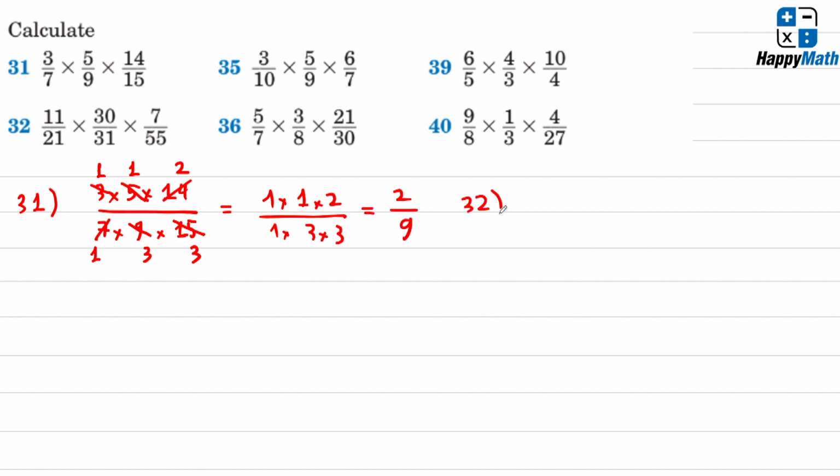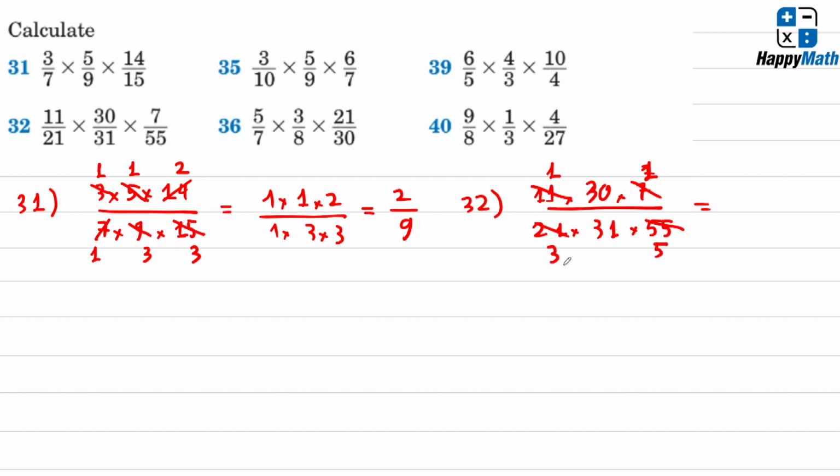32, you got 11 times 30 times 7 over 21 times 31 times 55. And now how can you simplify all of them? You can see 7 and 21 can be divided by 7, so here is 3 and here is 1. 30 and 35, 11 and 55, you can divide by 11, here is 1 and here is 5.